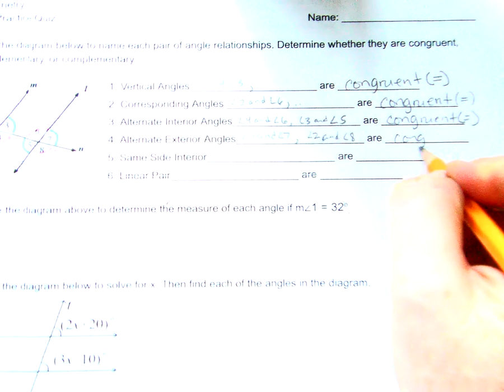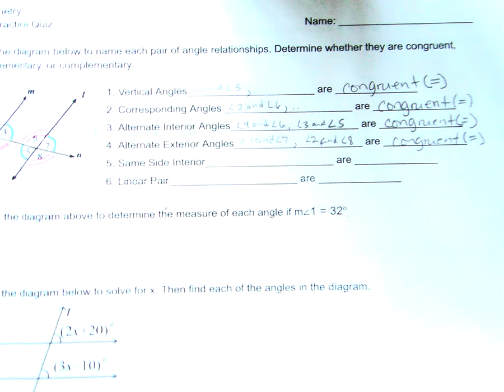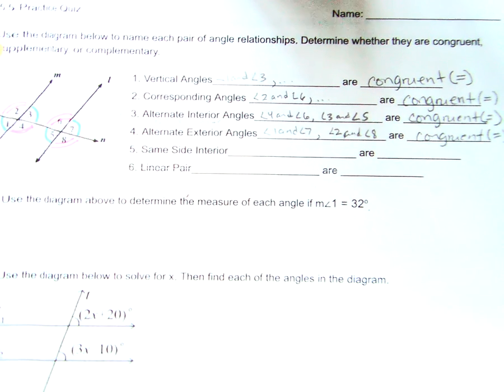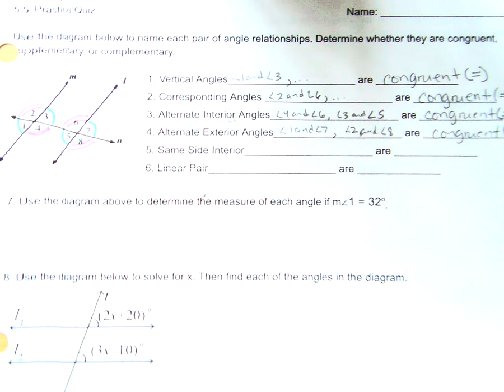And these are also congruent. These are our big 4 congruencies that we talked about all week: vertical, corresponding, alternate interior, and alternate exterior. Then we have our 2 that are a little bit different, and they are same side interior and then linear pair.